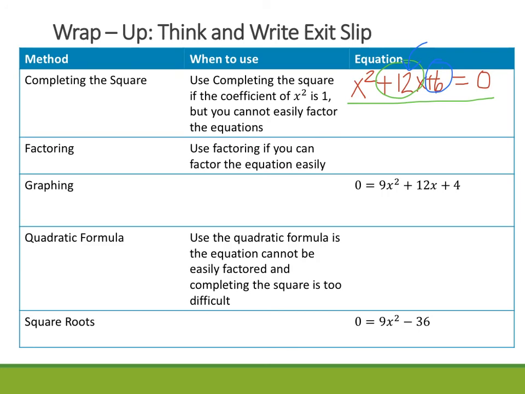Now, you should use factoring if you can easily factor the quadratic equation. That would be something like x squared plus 6x plus 8. Can you give me 2 numbers that multiply to give you 8 but add to give you 6? Sure I can. This would easily factor into x plus 4, x plus 2, because 4 times 2 is 8, but 4 plus 2 is 6. So that one's easily factored. That's when I want to use factoring.